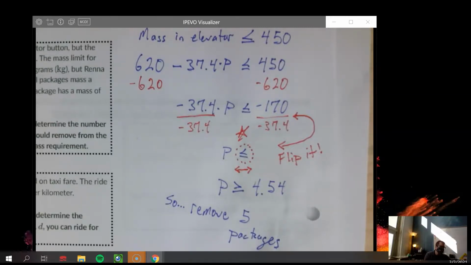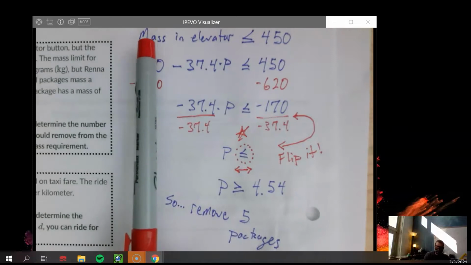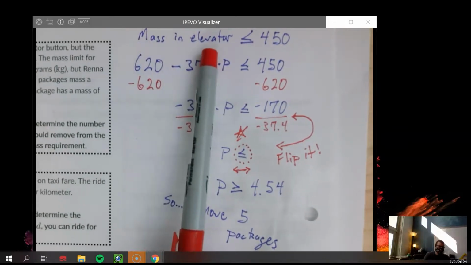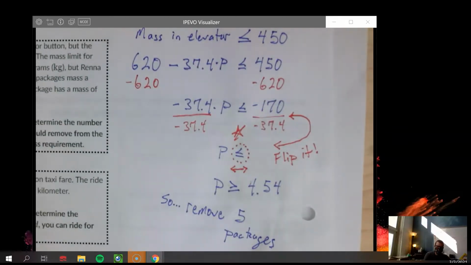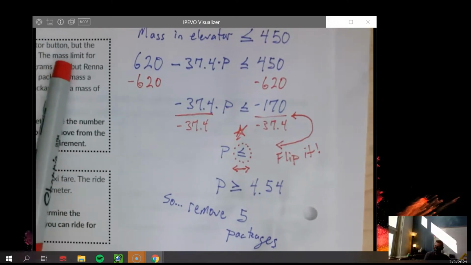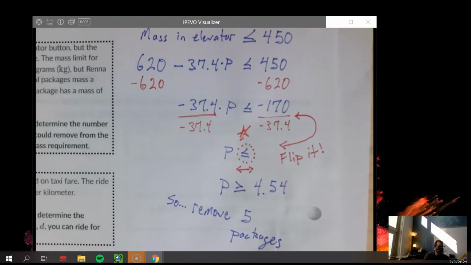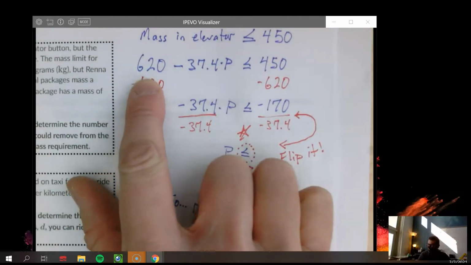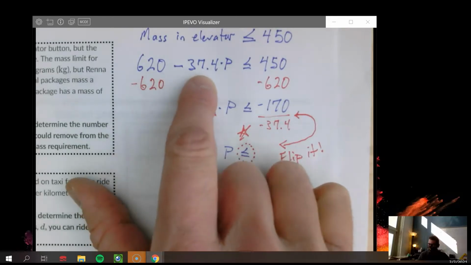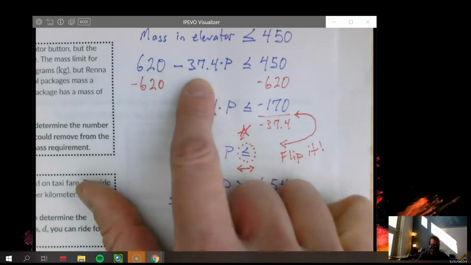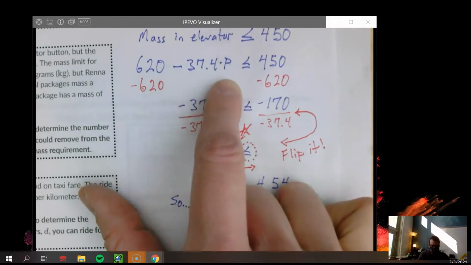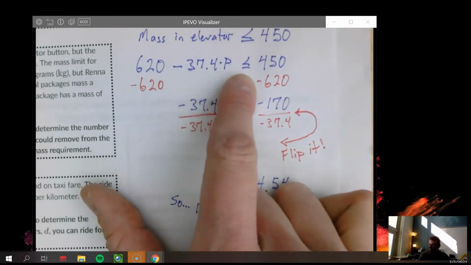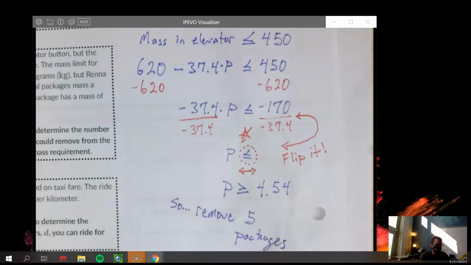So this is why when I started, I wrote mass in elevator can be less than 450, because that's the first thing they tell us, is the limit is 450. And then I established we have a current mass, and we're going to remove packages that each weigh 37.4, and we're going to do that multiple packages. And that needs to be under the mass limit.